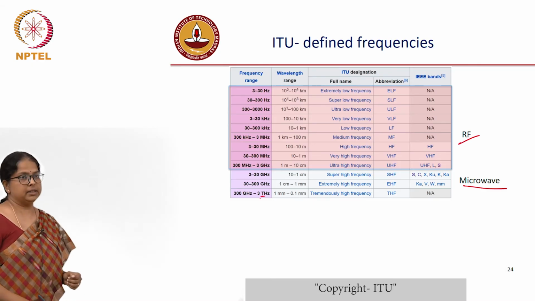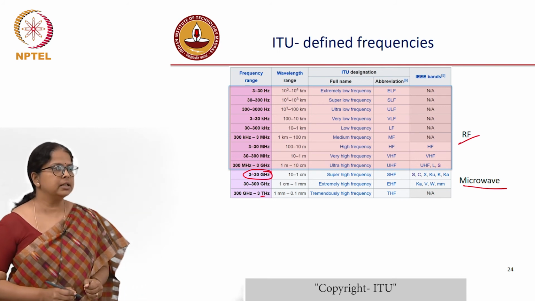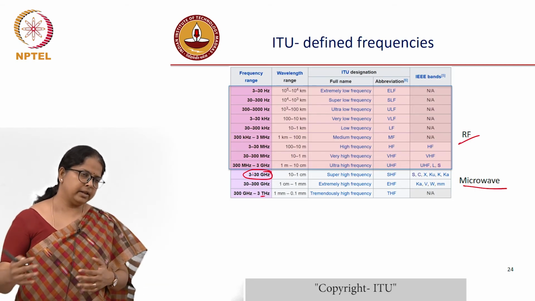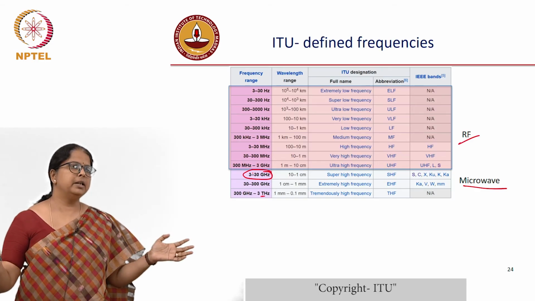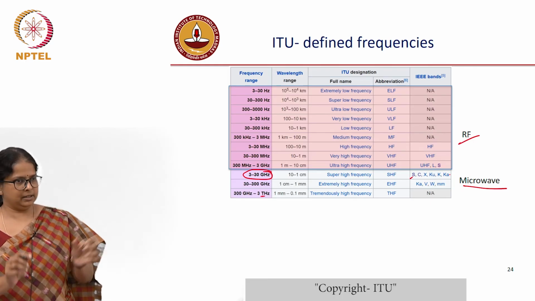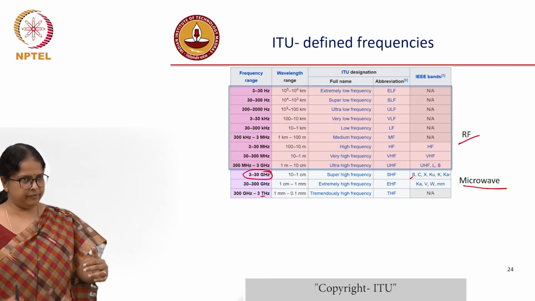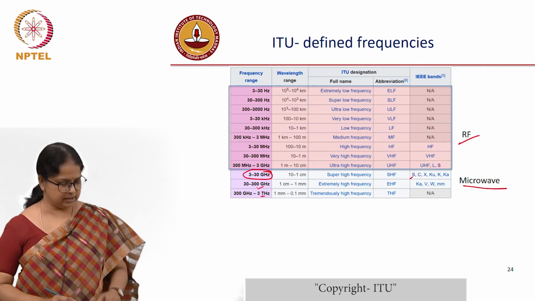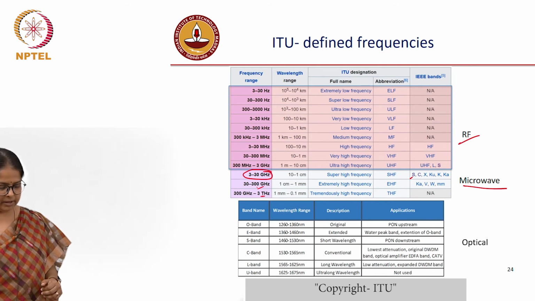Now this range is very interesting, 3 to 30 gigahertz. Most of the radars operating today are in this range, whether it is atmospheric radars, weather radars, synthetic aperture radars, or for military communication, they operate under S, C, X, Ku, K, Ka. These are the bands in radar ranges. So this is RF and microwave. They typically end at about 300 gigahertz.